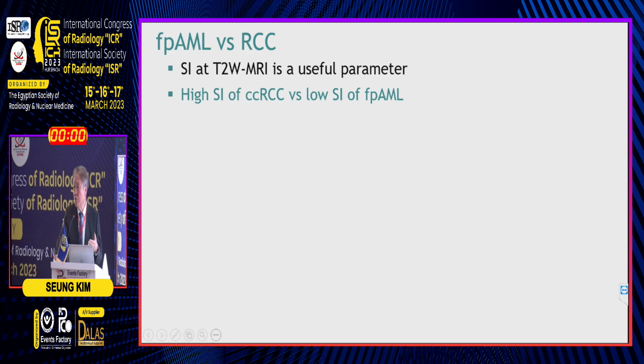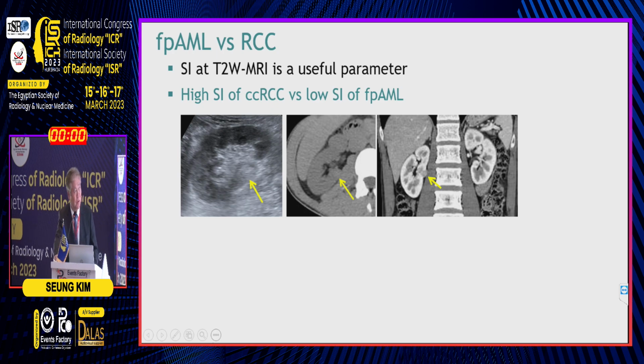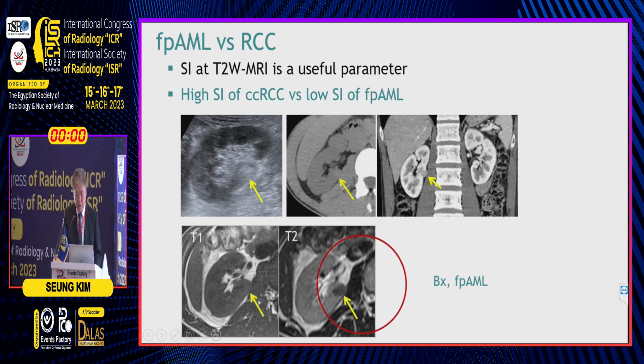Now, the most useful parameter we can use is the MRI findings, T2-weighted MRI. If the signal intensity of the mass at T2-weighted MRI is low, we'd better think about the possibility of benign fat-poor angiomyolipoma, like this one. Here's a slightly hyperechoic and slightly enhancing mass in the right kidney, and MRI shows low signal intensity at T2-weighted images. In this patient, biopsy revealed fat-poor angiomyolipoma.